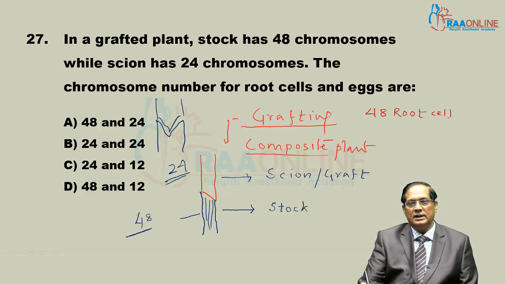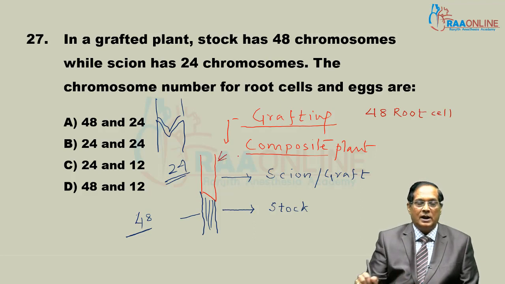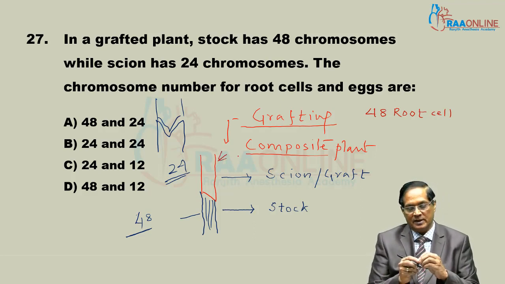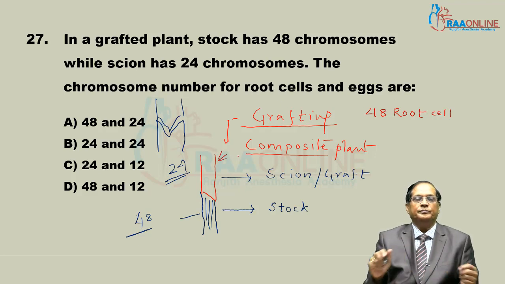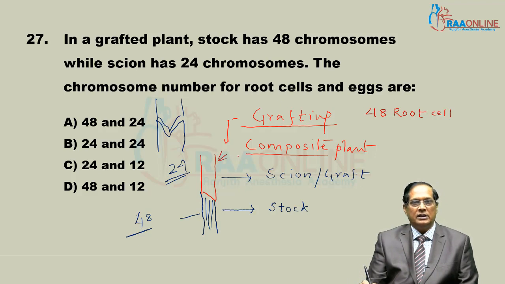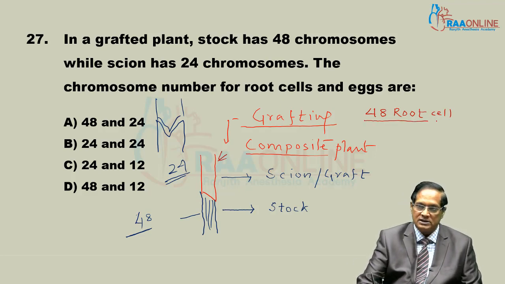Now, come to the egg cell. The aerial part of the plant is used for flowering and fruiting, and the flower develops in the aerial part. In the flower there is a female reproductive organ, the gynoecium. Within the gynoecium the carpel is present as a unit, and its basal portion is the ovary. Within the ovary the ovule is there, and inside the ovule the embryo sac is present.